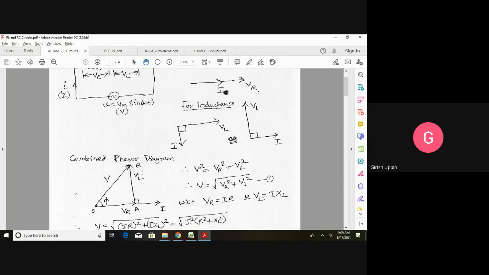Now VL and I, what is the relation between VL and I? The current lags the voltage by 90 degree. You can see here VL is here and current is lagging by 90 degree. So this is a perfect diagram.